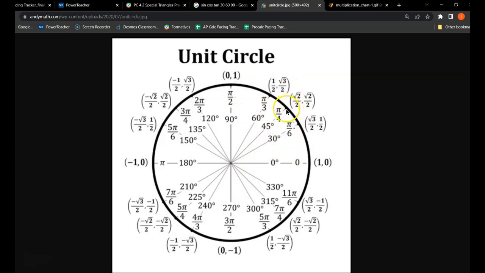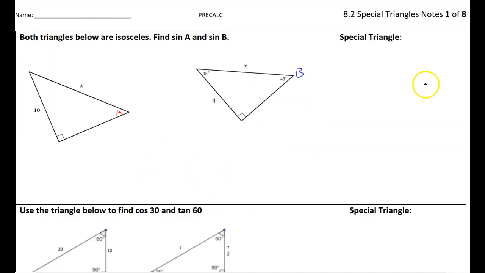So if I ask you what sine of pi over 4 is, I'd want you to be able to figure that out, just like you could figure out 7 times 8. So we have a little ways to go. The first thing we need to know about here is special triangles, and hopefully this is a review from Algebra 2. So we're asked here to find sine of A.